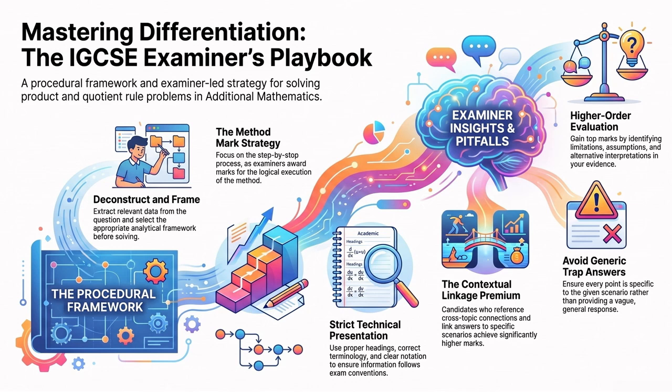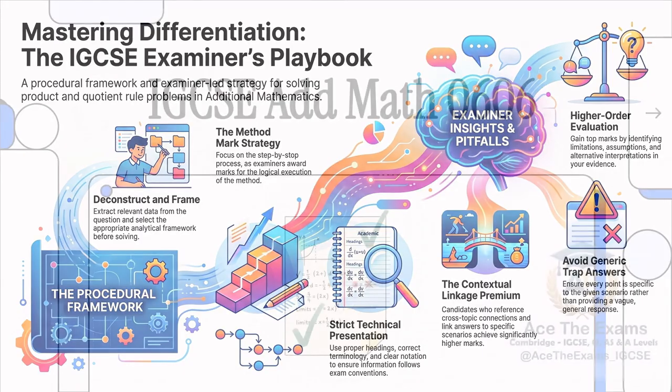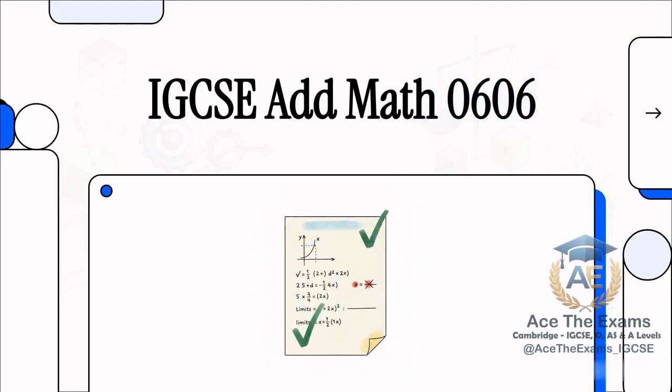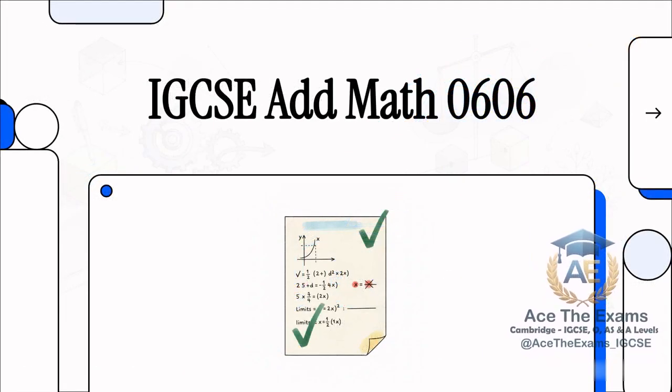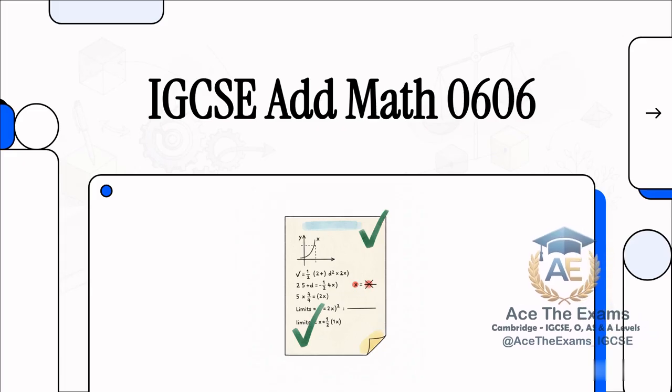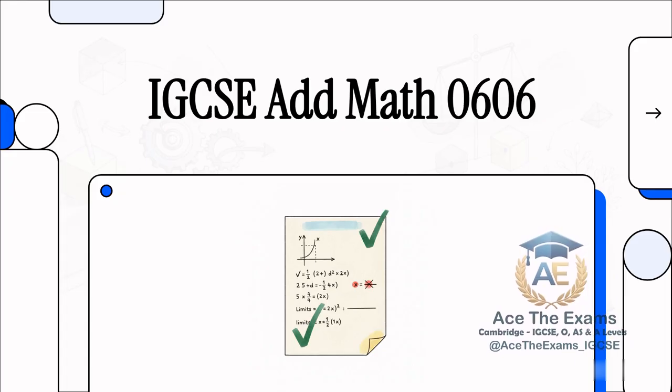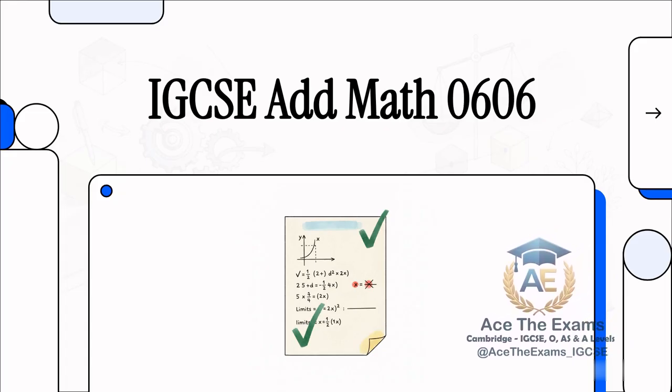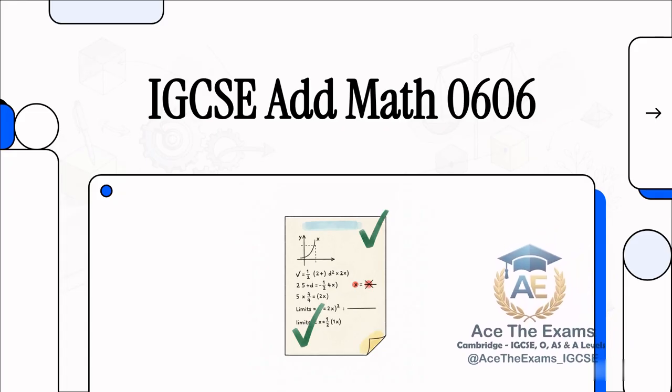Right, let's get straight to it. Differentiating products and quotients? It is without a doubt one of the most notoriously misunderstood areas of the entire Cambridge IGCSE AdMath 0606 syllabus. Zero fluff today, guys. In this explainer, we're unpacking the exact examiner strategies that are going to instantly fix your methodology and secure those crucial grades.